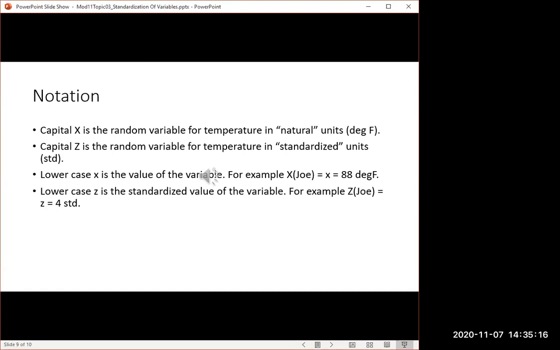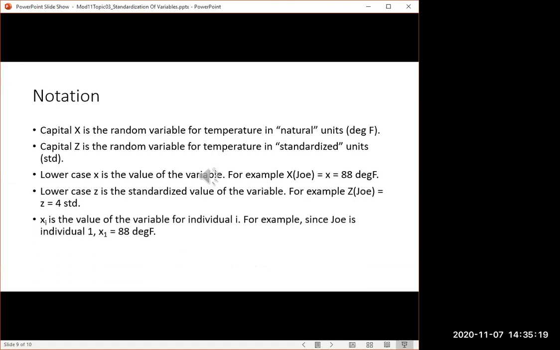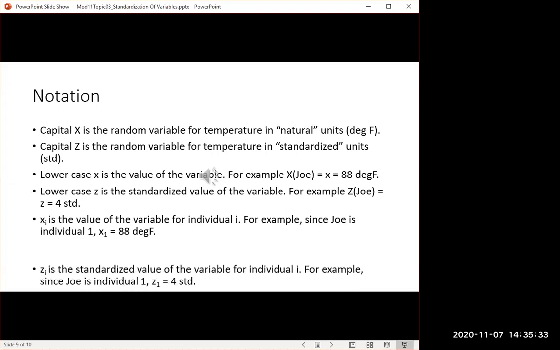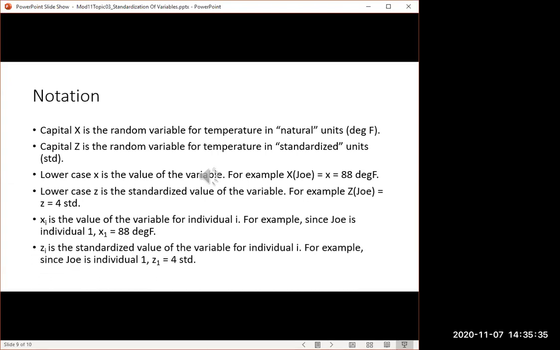Then when you put the little subscripts on there, xi is the value of x for individual i. Since Joe is individual 1, you'd say x1 is 88 degrees Fahrenheit. Come to the next Martian, x2 would be whatever. The z's with the little subscripts, the lowercase, those are standardized values of variable z for individual i.